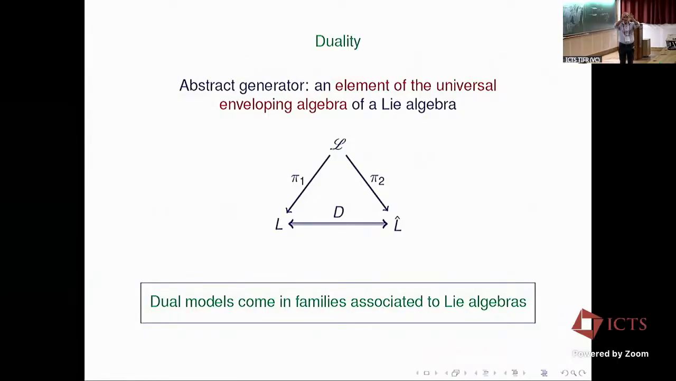Then you look at two representations, and in these two representations you obtain the generator of the original process and of the dual process. The important point is that this starts at the level of the algebra, for the generators of the algebra, which you then combine in different ways to produce generators of processes. Once you have the duality at the level of the algebra, it will be propagated to the processes. And then you can start to classify processes associated to algebras.